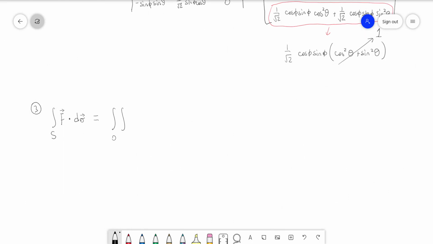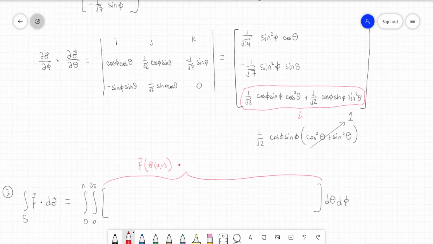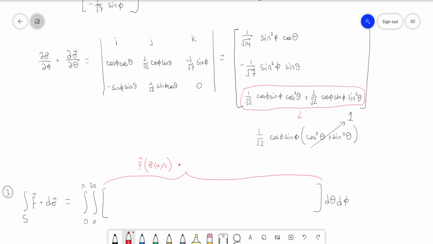Let's go ahead and do 0 to pi, 0 to 2 pi. We'll have d theta first and d phi last. Now on the inside, what we're supposed to be integrating is our vector field F evaluated along our parameterization, and then dot product with the normal vector that we obtained by doing this cross product here. Instead of u and v, I'm using phi and theta.